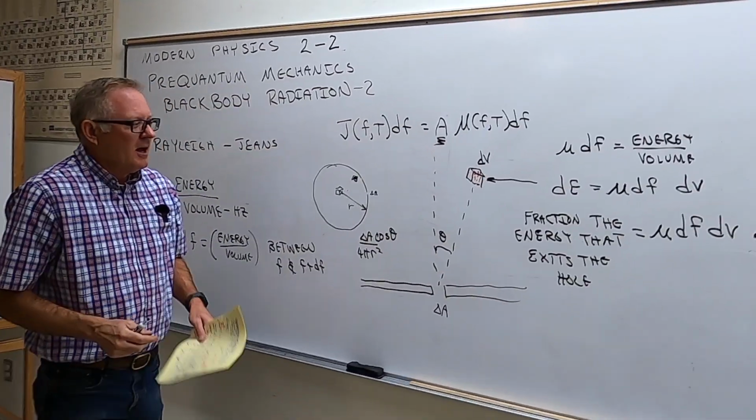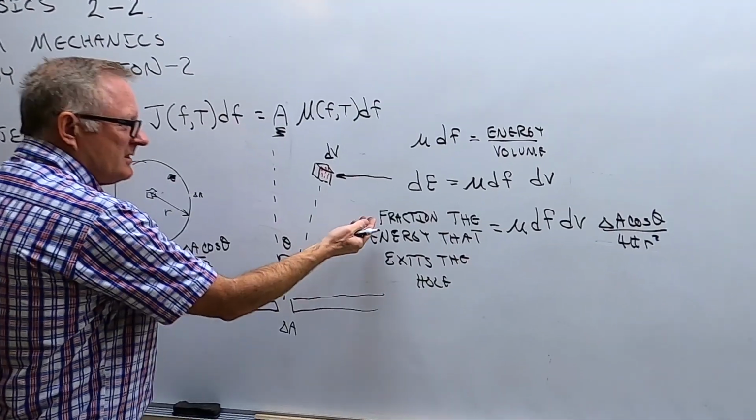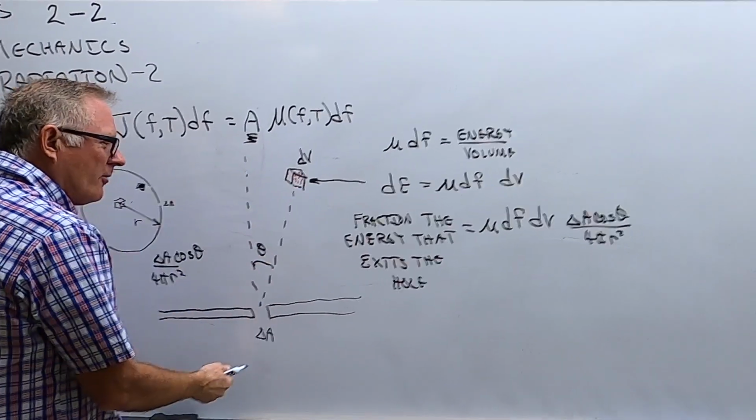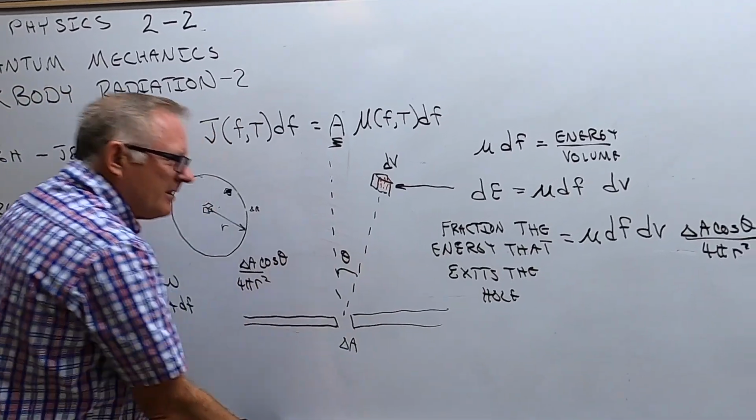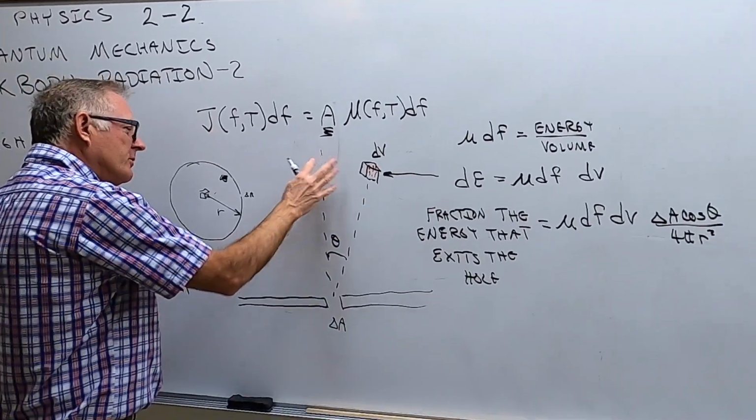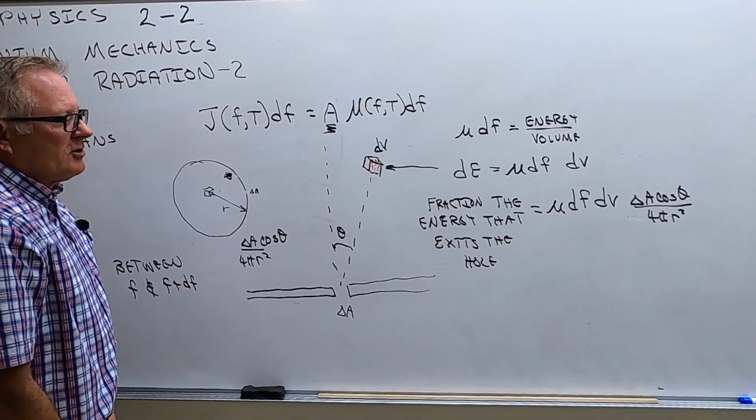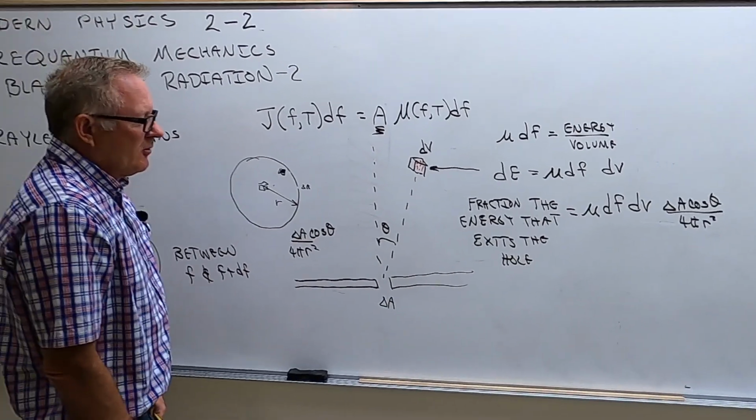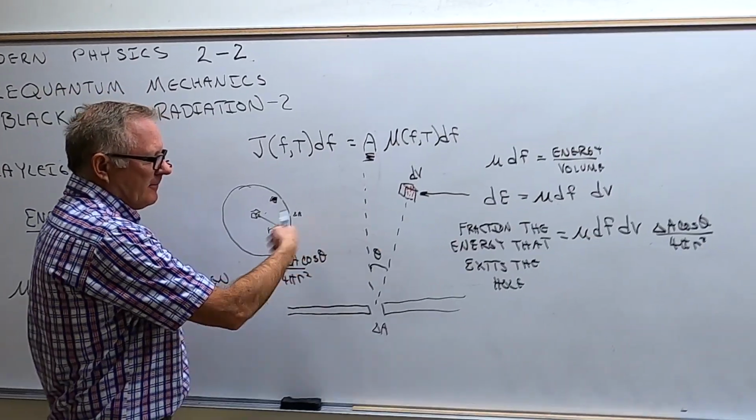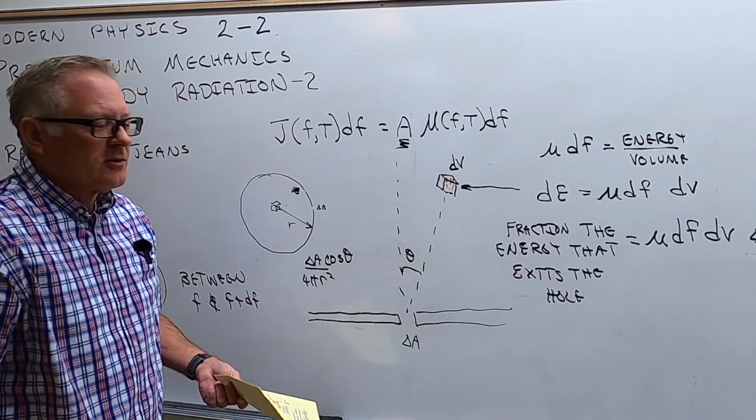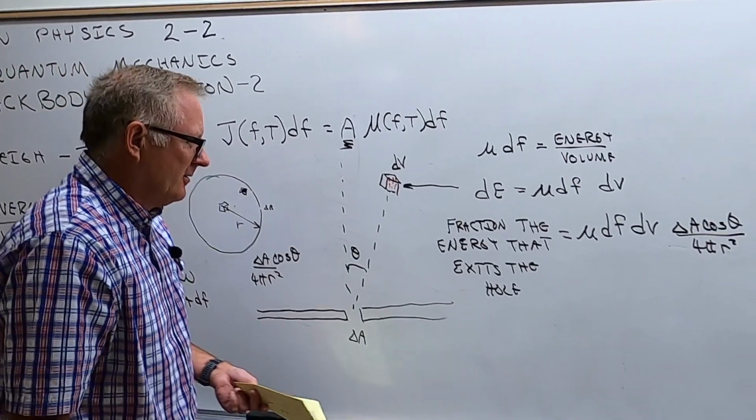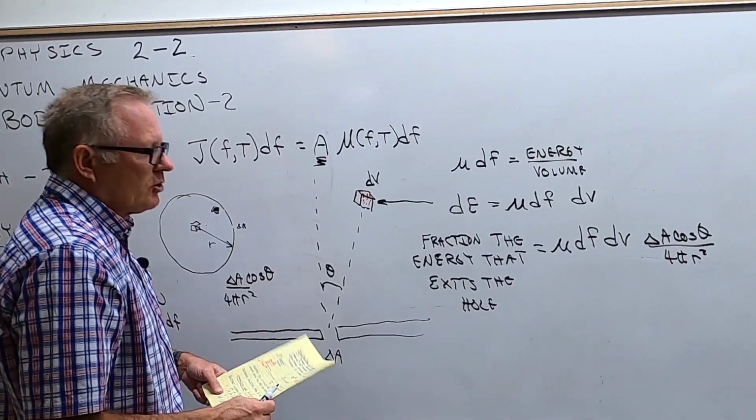Okay, so all I have to do now, since this is how much of that gets out, I just have to add it up for all the pieces in there, and that'll give me the total that comes out versus what was inside. So I have to just integrate this over all of the space in there. Now I don't want to use rectangular coordinates. Rectangular coordinates are a lot more difficult to use. I'm going to use polar coordinates.